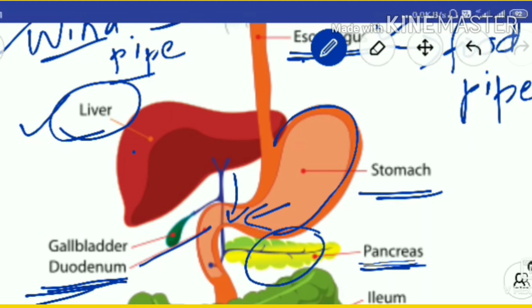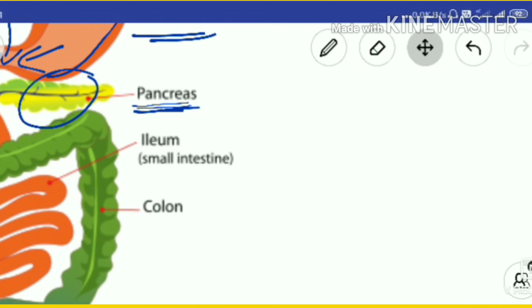So I already told one gland in the mouth. Which was that? Okay, very good. Salivary gland. So salivary gland, see here, liver, and another one, pancreas. Okay, which are the three? Tell me once. I will write here.